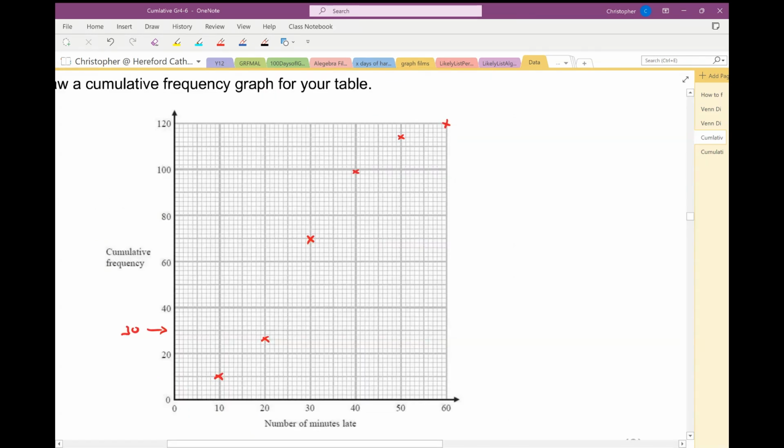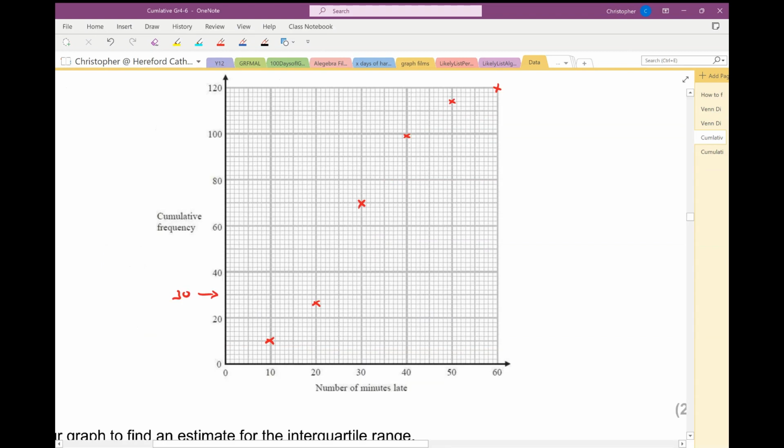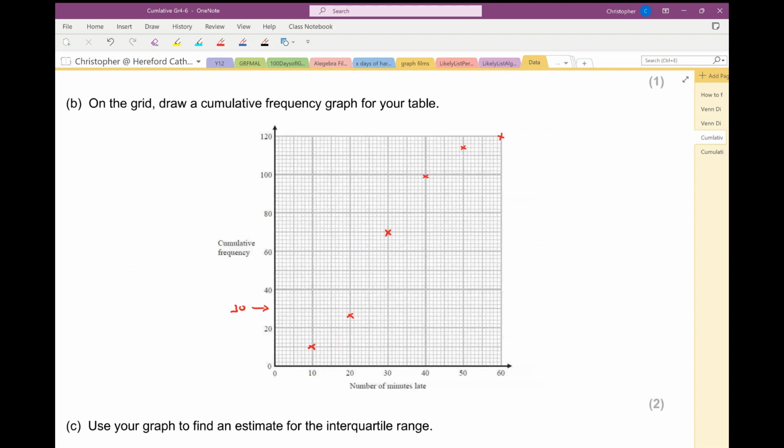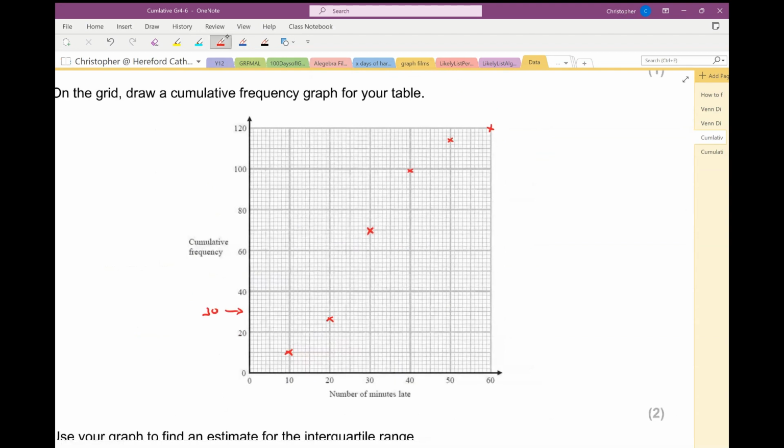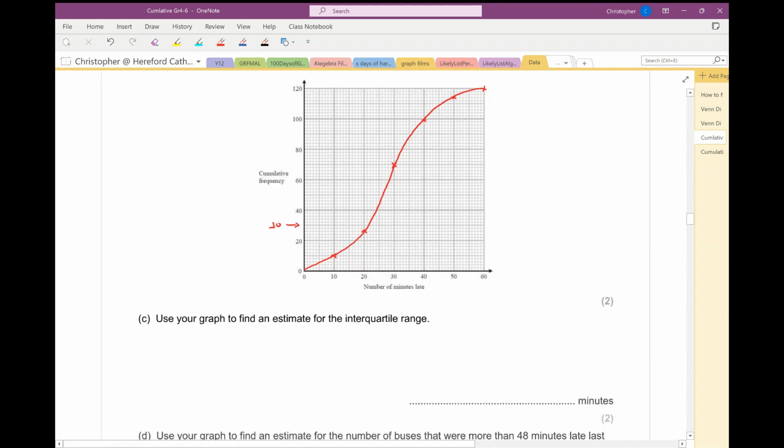Right, so here are the points that I've plotted. So now I'm going to complete my cumulative frequency graph by joining up my points with a smooth curve. Here we go. Okay. Right, use your graph to work out an estimate for the interquartile range.